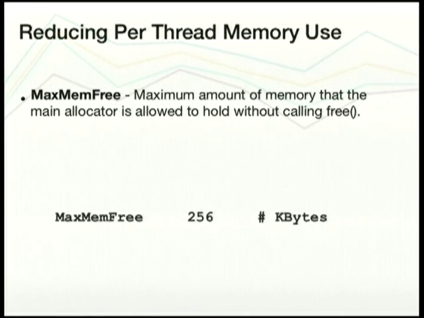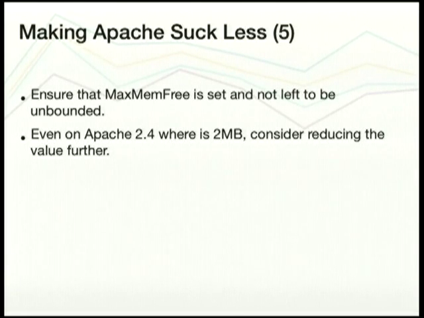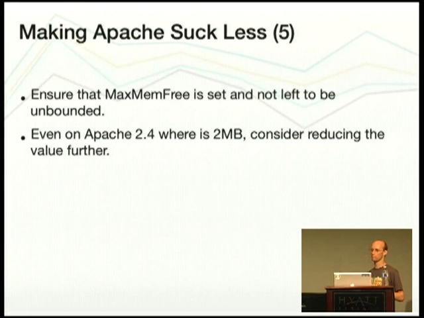A more important setting, though, is max mem free. This is the maximum amount of memory the Apache per thread memory pool is allowed to hold before calling free on memory. Prior to Apache 2.4, this was unbounded. In Apache 2.4, it is 2 megabytes. Even at 2 megabytes in Apache 2.4, this could mean that for 25 threads, 50 megabytes can be held by the persistent memory pools in each process. When running mod_wsgi under normal circumstances, there should not be much call for memory to be allocated from the per request memory pool. To be safe though, you should ensure max mem free is set and with a reduced value if possible.